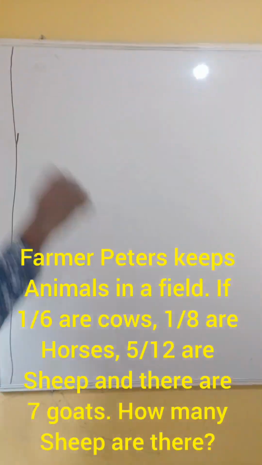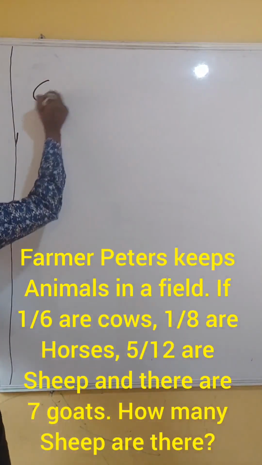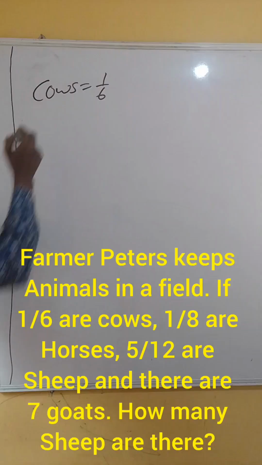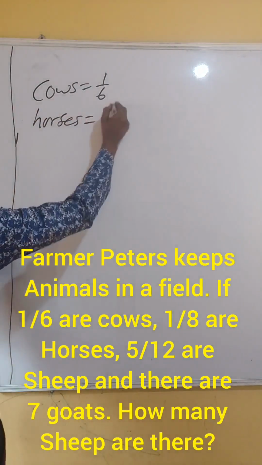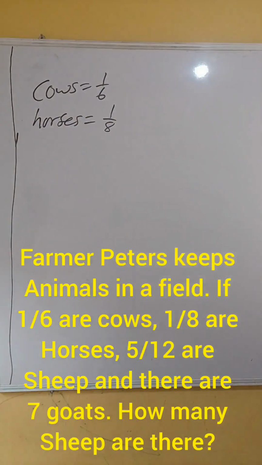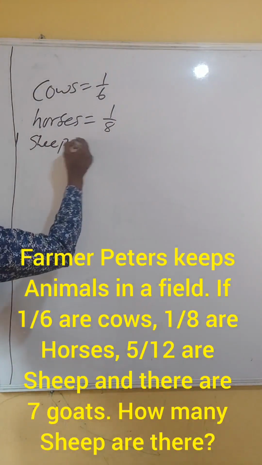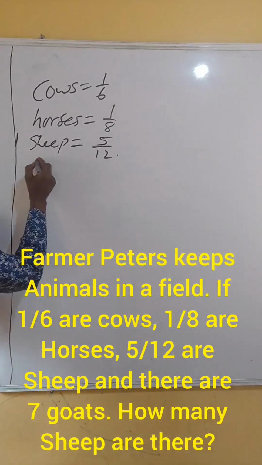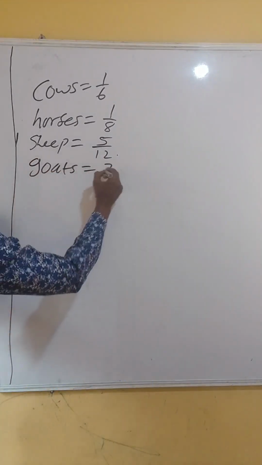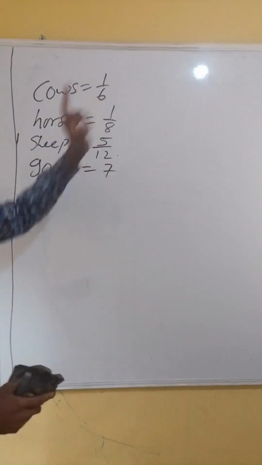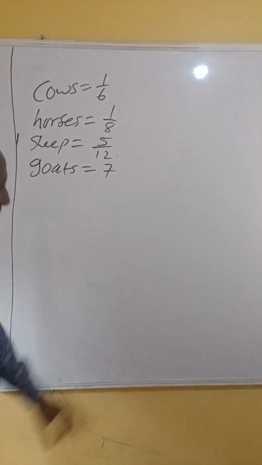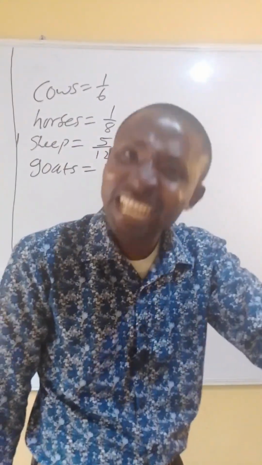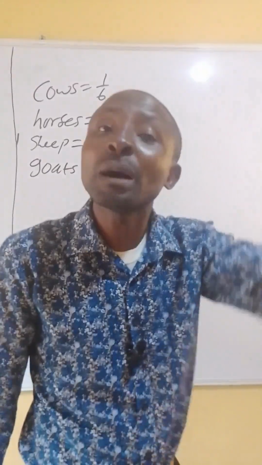Now let's see. Farmer Peters keeps cows, which is 1/6. Horses is 1/8. Sheep is 5/12. And goats is 7. Now remember, they gave you fractions and they gave a number of goats. So don't add the fractions with the number of goats. Let's find the total number of animals first.